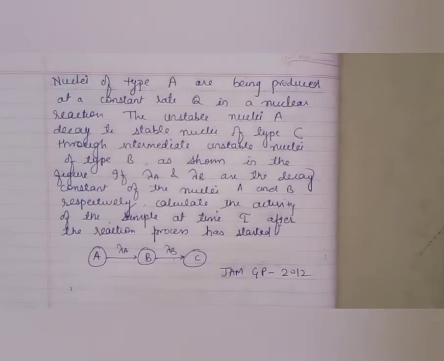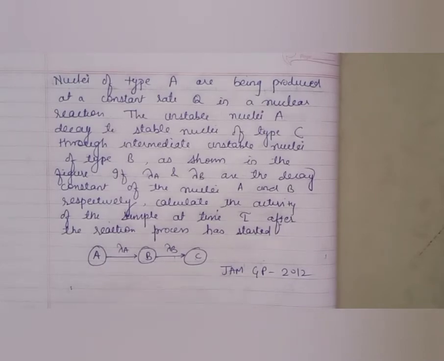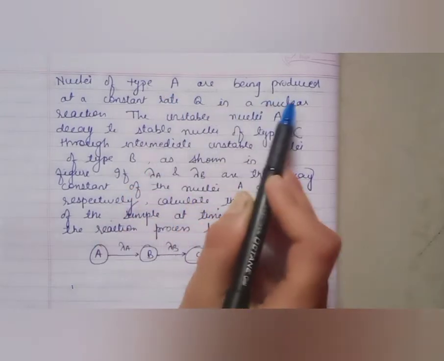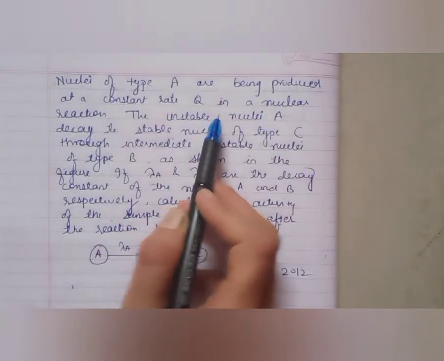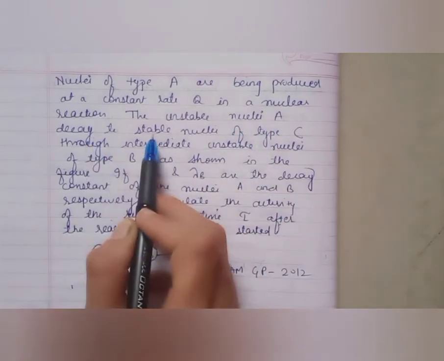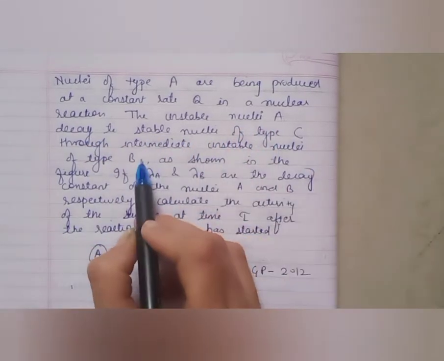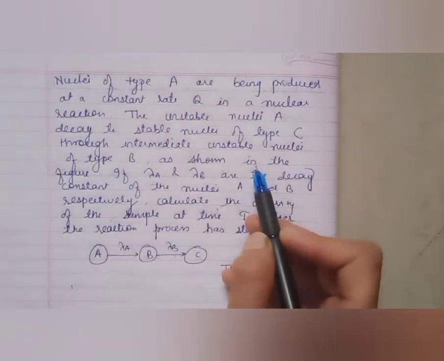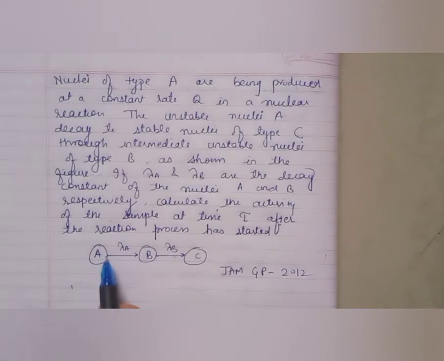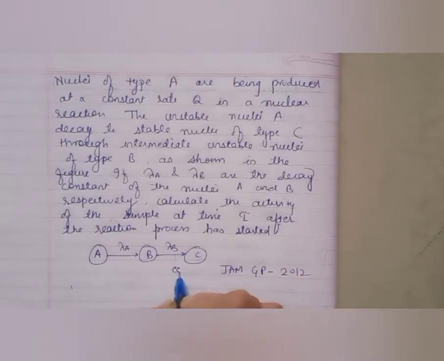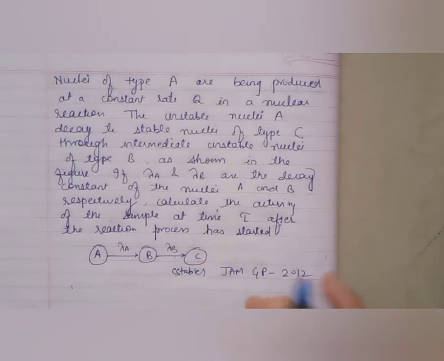Hello. So today's question, again, is on successive disintegration. Nuclei of type A are being produced at a constant rate Q in a nuclear reaction. The unstable nuclei A decay to stable nuclei of type C through intermediate unstable nuclei of type B, as shown in the figure. That is, A, rate of disintegration is lambda, A gives B and B gives C, and the C which is formed is stable. This is the figure which they are referring to.